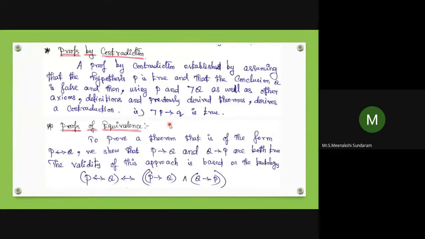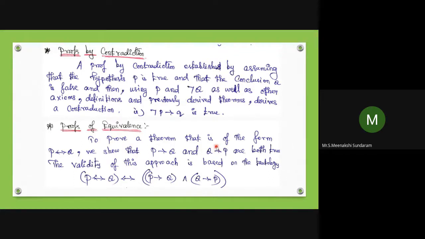Next, proof of equivalences. That is, LHS equal to RHS. You can study logical equivalences. P implies Q if and only if. They are telling the word is if and only if. You can take the LHS and prove the RHS. You can take the RHS and prove the LHS.